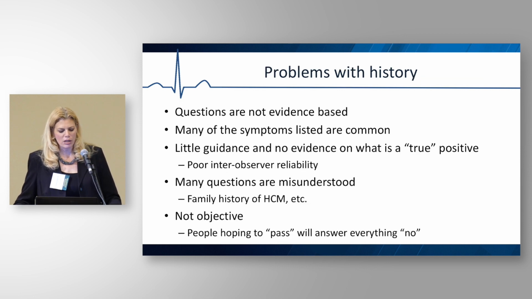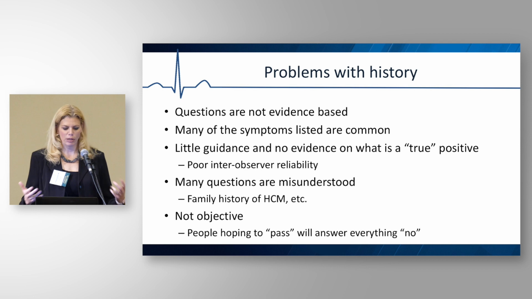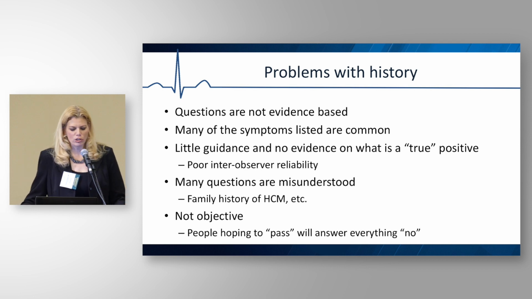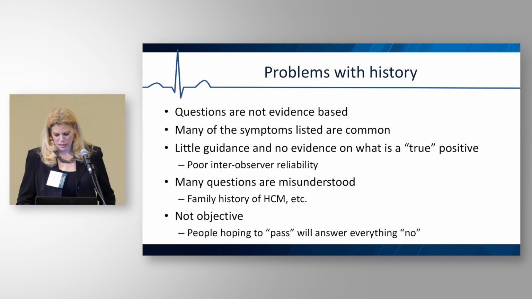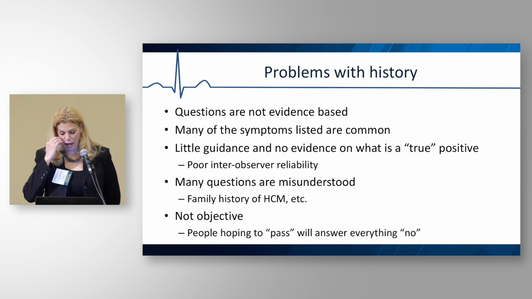So the problems with the history really are that the questions have never been evidence-based. They've just been consensus-based. Many of the symptoms that are listed are really common and aren't necessarily isolated to those with cardiac pathology. And I think one of the major problems for a primary care physician is that there's little guidance and really no evidence on what's a true positive. So how do you take that yes answer to chest pain and decide whether or not it's really important or not? Many of the questions are misunderstood, and then again, it's not objective, it's subjective, so athletes can lie if they have a reason to do so.